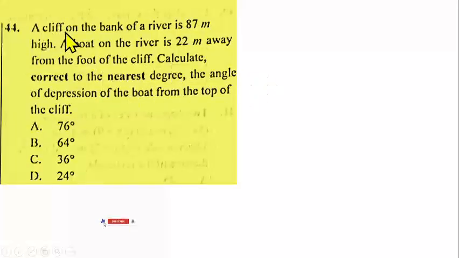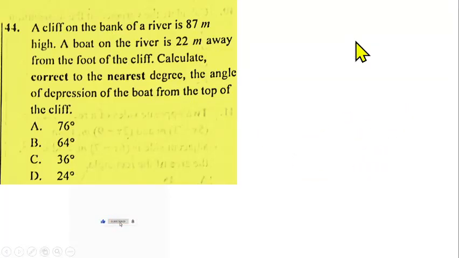We are told that a cliff on the bank of a river is 87 meters high. A boat on the river is 22 meters away from the foot of the cliff. Calculate, correct to the nearest degree, the angle of depression of the boat from the top of the cliff. This is from elevation and depression, and I also have a video on angle of elevation on my YouTube channel that can enlighten you more. You can check the video if you really want to know more on this.